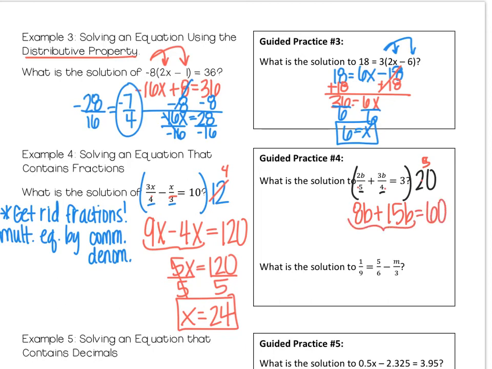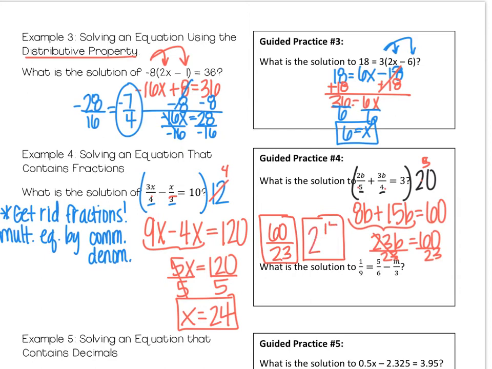8b and 15b gives you 23b. And then if you divide both sides by 23, your answer is going to be 60. You can't reduce it, so it's going to be 60 over 23. And yes, that's the answer. Don't freak out just because you get a fraction. Or you can change it to a mixed number and do 2 and 14 23rds. Both of them are right because they are equivalent fractions.